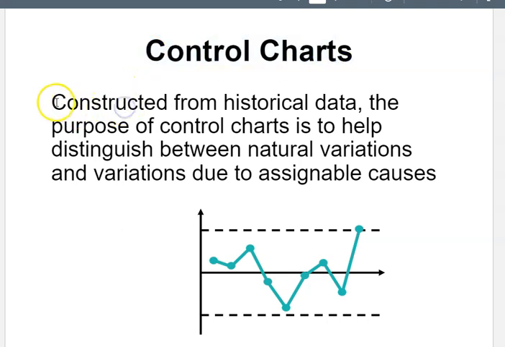Control chart. It is constructed from historical data. So we collect the data, right? And we use this data to put an upper bound and lower bound. The purpose of the control chart is to help distinguish between natural variation and variation due to assignable causes.